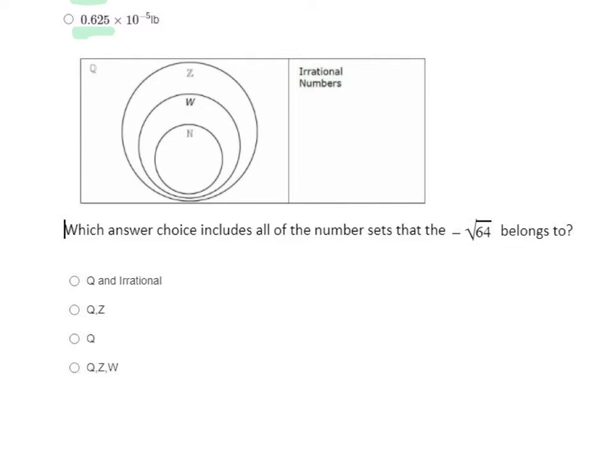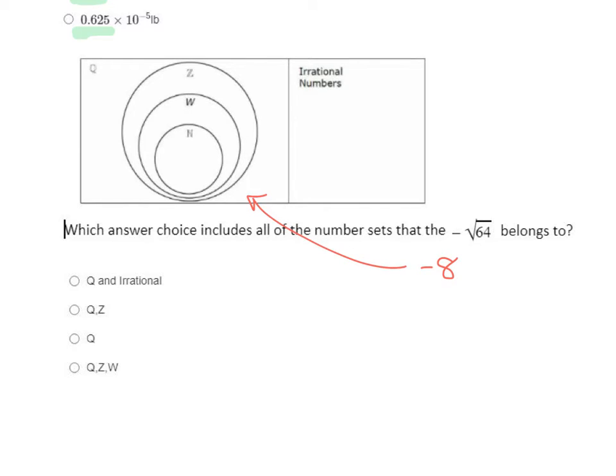All right, another real number problem. Which answer choice includes all the number sets that the negative square root of 64 belongs to? So guess what I did first? I converted the square root of 64 and I got negative 8. Then I took that and I looked here at the picture.